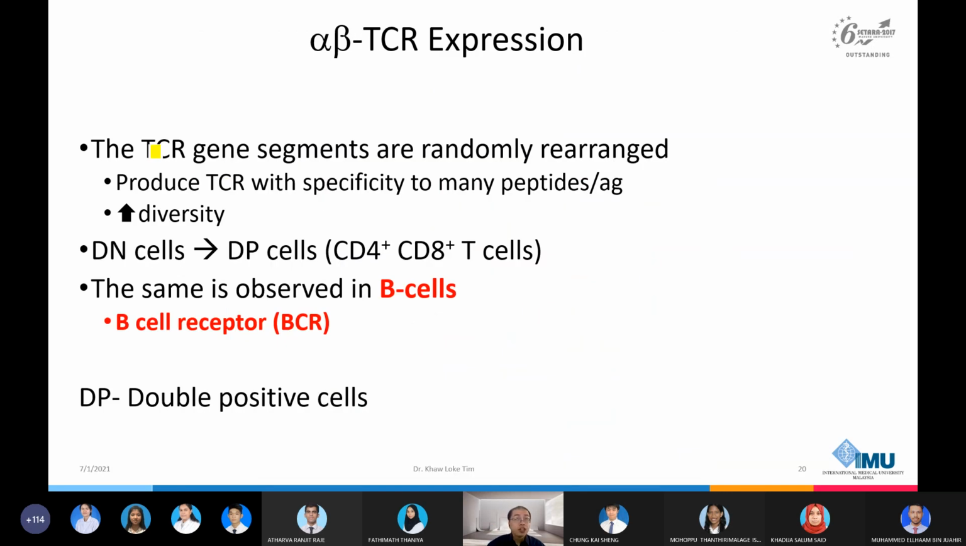Now, during gene rearrangement, everything is random. Why? To increase diversity. However, in doing so, this actually causes a lot of problems down the line. As you can see later, double positive cells, CD8 positive, CD4 positive T cells. The same can be observed in B cells, particularly for the B cell receptor.